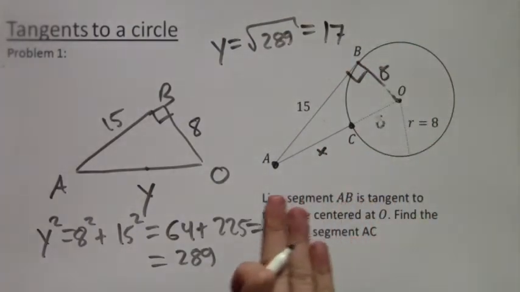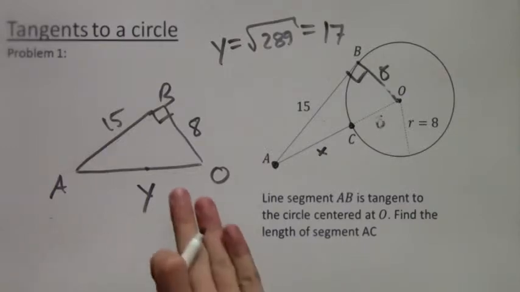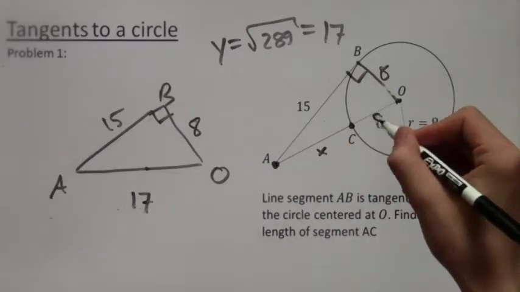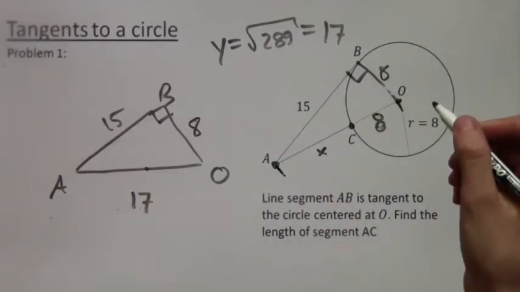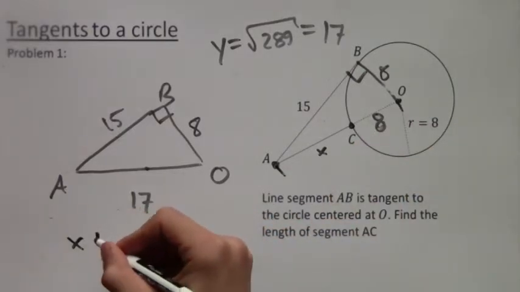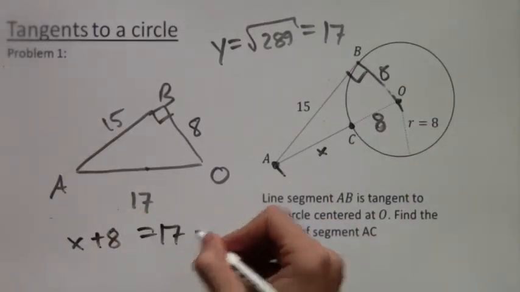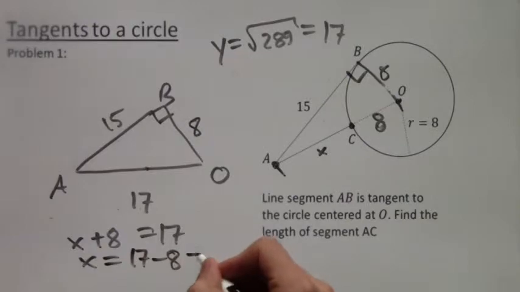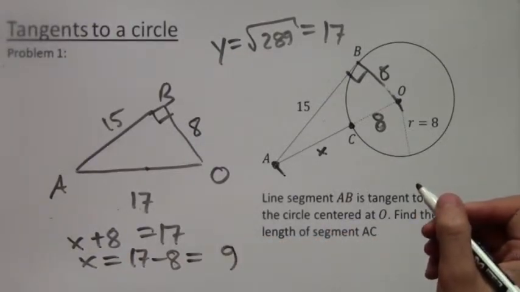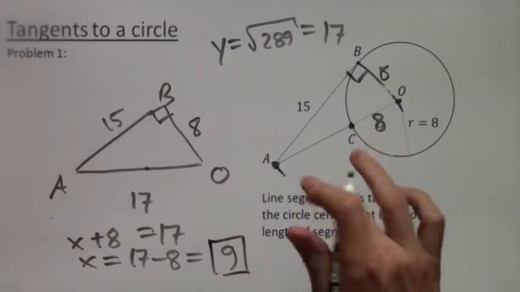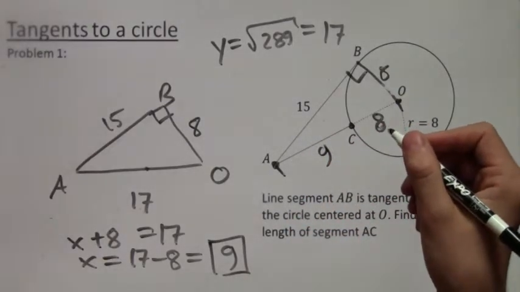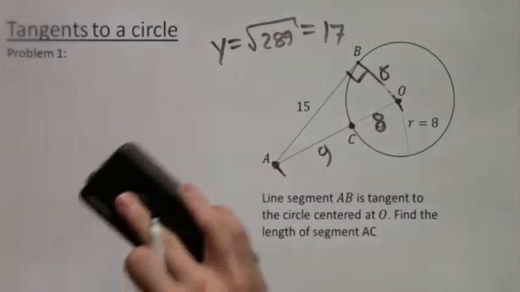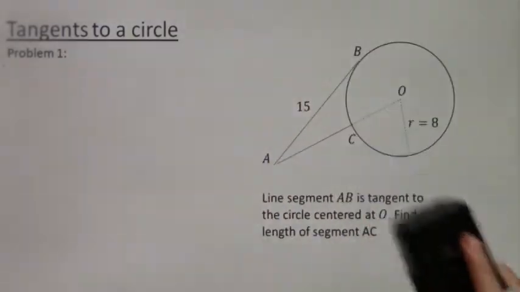So you could use a calculator for these, but in any case, you get that the entire length of AO is 17. But now we remember that AO is actually split into two parts, one of which has length 8 because it's a radius, and the other part has length x because we want to find x. So x plus 8 equals 17, and we get x equals 17 minus 8 equals 9. So the length of segment AC is 9. Alright. We're ready for the next problem.